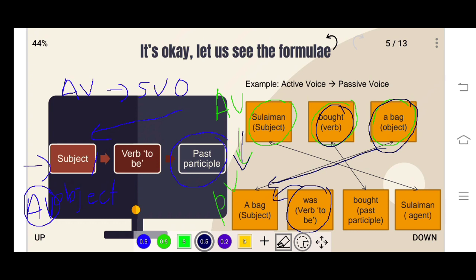The last one is the agent. Sulaiman, from the subject, becomes the agent. So a bag was bought, we must add by Sulaiman. It's not "a bag was bought Sulaiman", it's "a bag was bought by Sulaiman". We must add the word by. So that is the first part. You have to understand how to change active voice to passive voice. Now we move on to the next part.